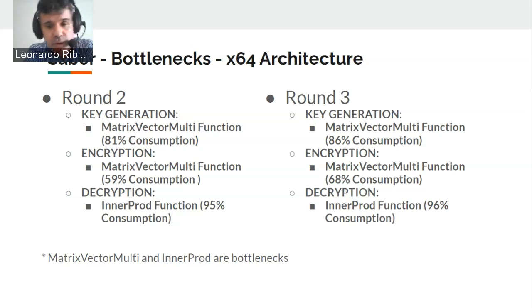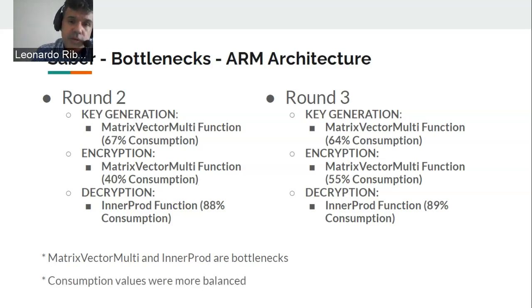And we did it for encryption. For decryption, we found that the matrix vector mode function was the bottleneck, and for decryption we found the inner prod function is the bottleneck for consumption of the code. So it was for x64 architecture.